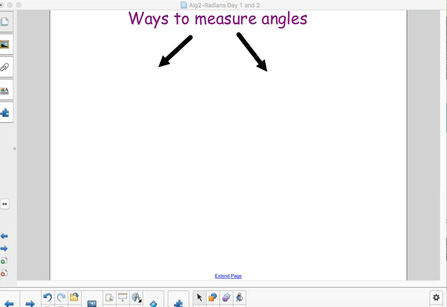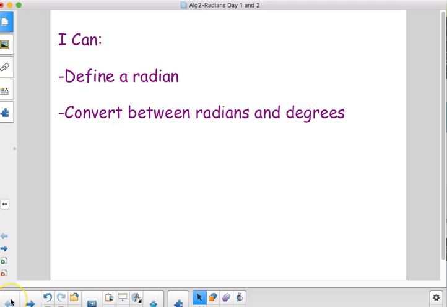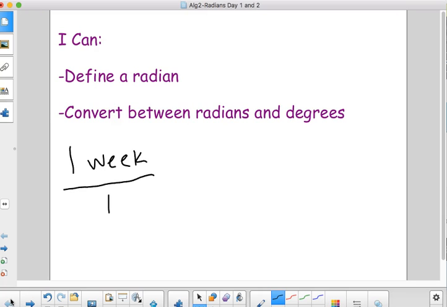Quick little review, something that you do in science. If I want to know how many minutes are in a week, do you remember what that process is called? Like, if I want to know how many minutes are in 1 week, I start with 1 week, and then how do I break it down? Like, 1 day. Yeah, it's conversion.